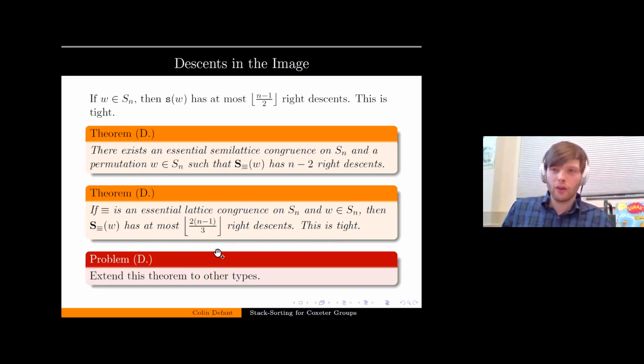And I think it would be interesting to extend this to other types, because really I was just focusing on symmetric groups. But if you're the kind of person who likes taking things for symmetric groups and extending them to type B or type D or arbitrary finite irreducible Coxeter groups, then I think this could extend in a nice way. I didn't really look into it, so I think this could be interesting.